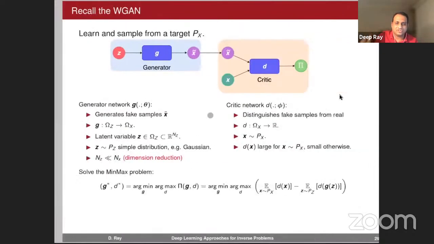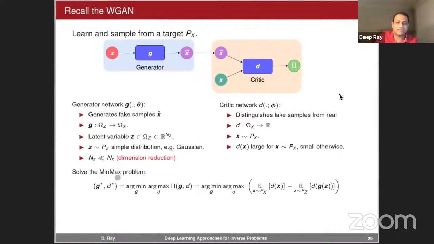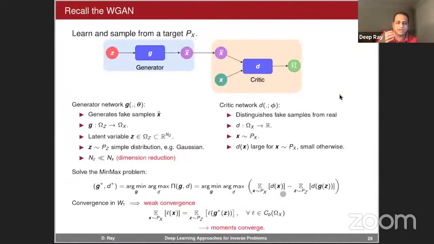And of course, to train this network, you have to solve a min-max problem where the critic maximizes the loss function and the generator minimizes it. If you work with the Wasserstein metric, you end up with convergence in the Wasserstein-1 distance, which leads to weak convergence, which means that the statistics or the moments of the true and fake distribution will match up. So this is what we had seen about Wasserstein GANs.